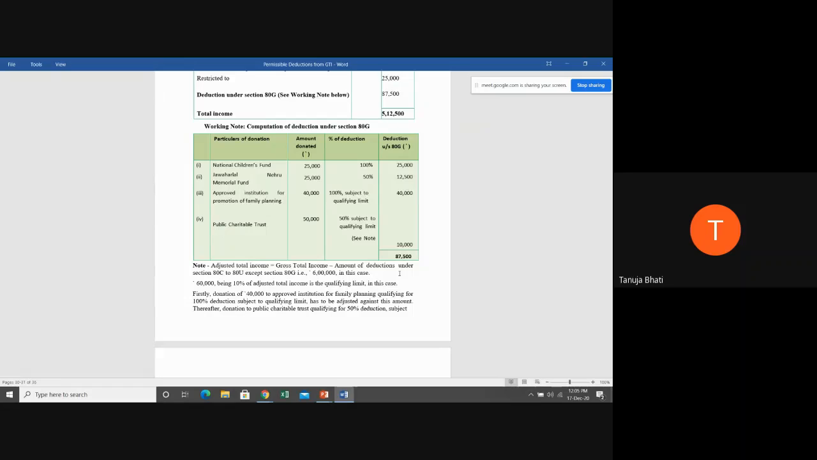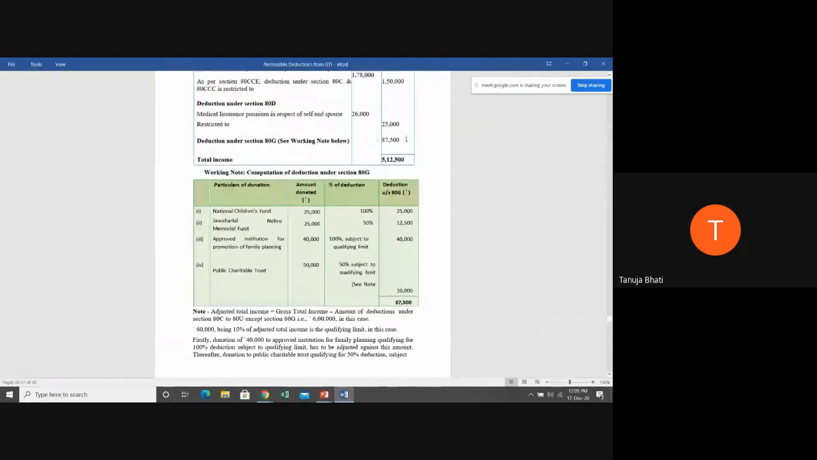So 50% of 20,000 is how much? 10,000. So only 10,000 you can claim under section 80G. So the total of all these 4 categories is coming to 87,500. Therefore, the deduction under section 80G is 87,500. So how will you calculate the total income?